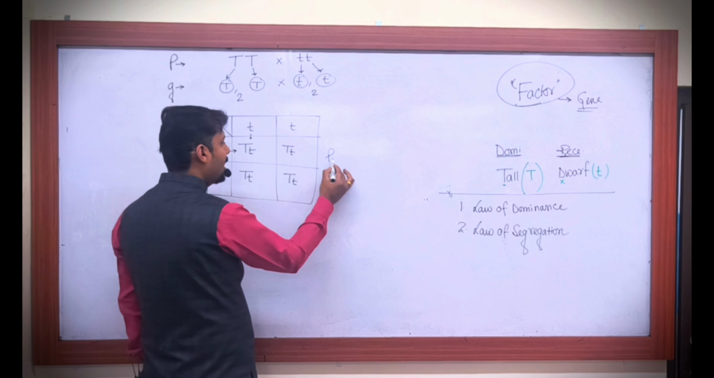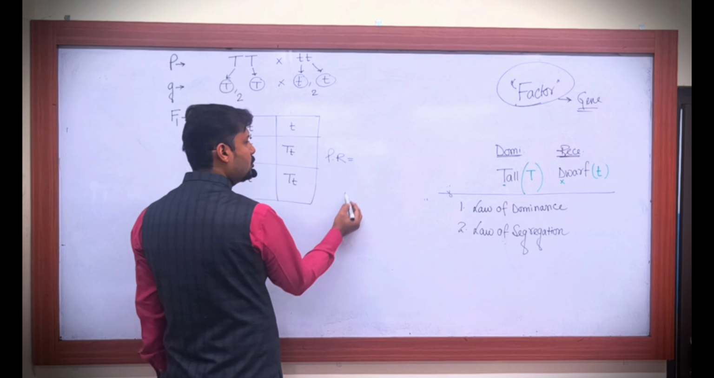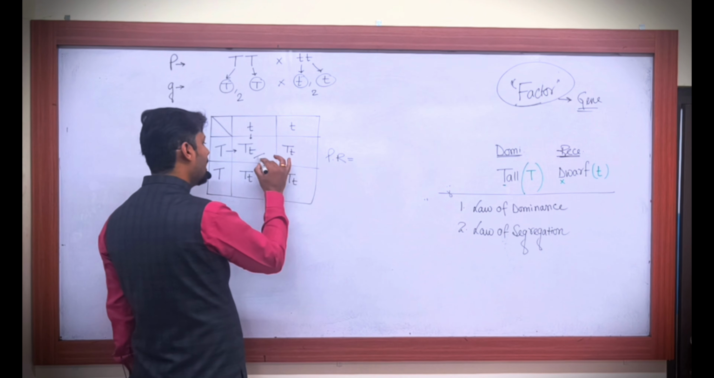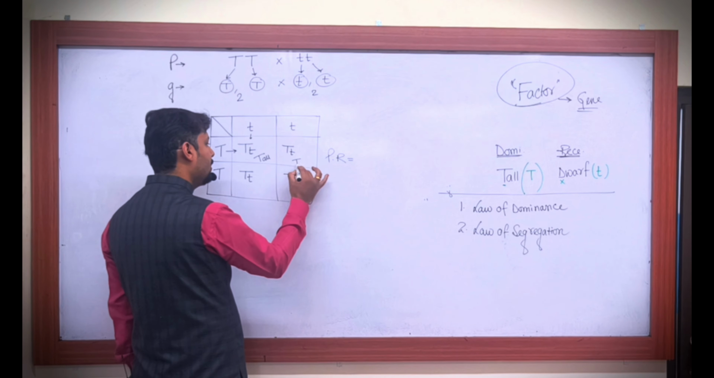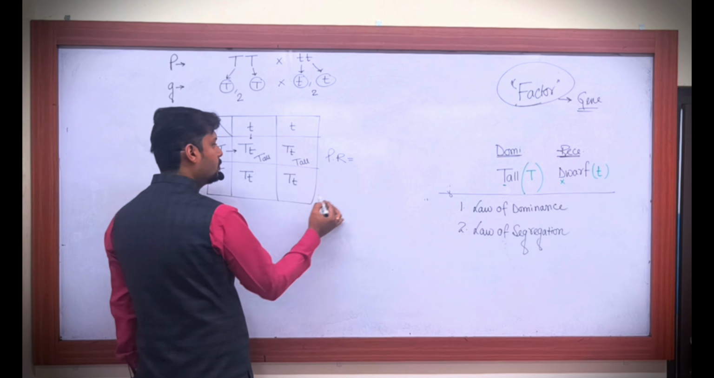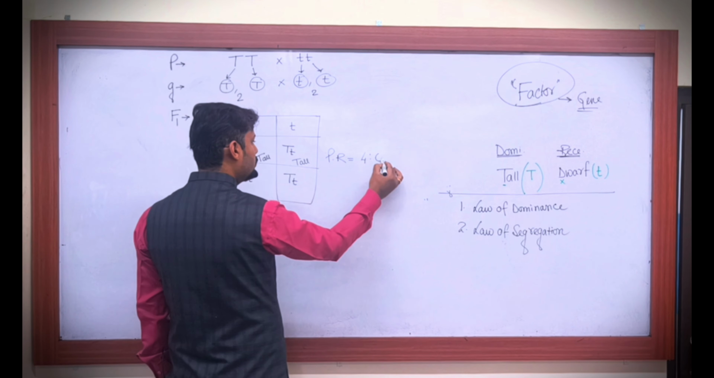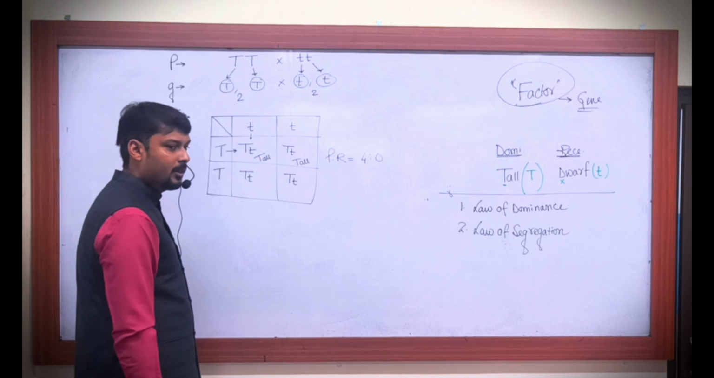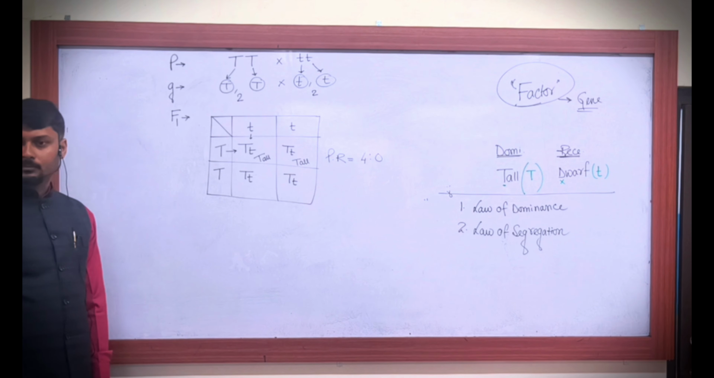So what is the phenotype ratio? PR for phenotype ratio. Visibly they all are tall. So tall is 4 is to 0 dwarf. There is no other character. Okay.